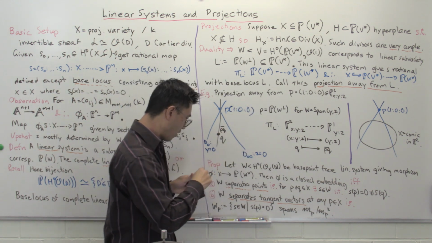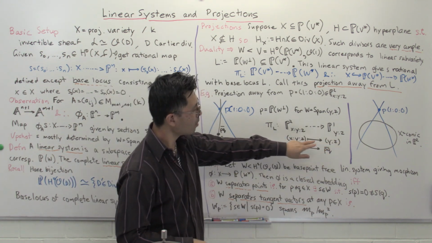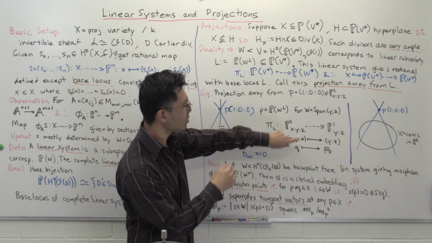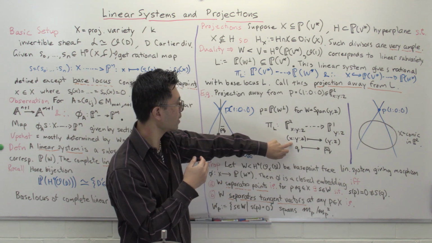But it's going to be defined everywhere else. Let's see what the definition is. Basically you want to look at the ratio of Y to Z. So we can now assume that X is non-zero.